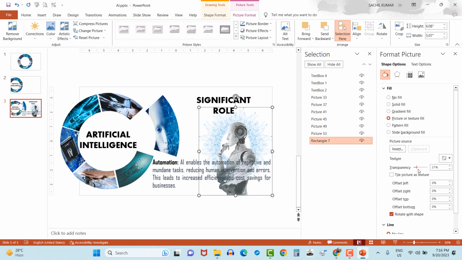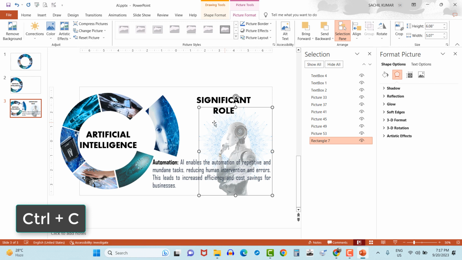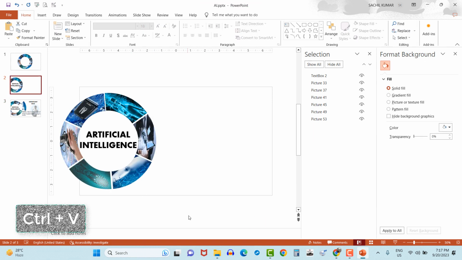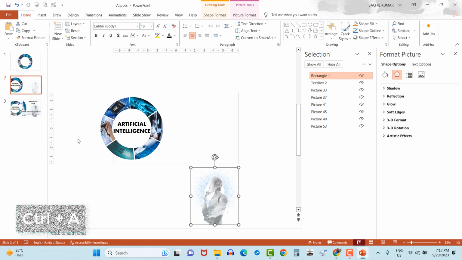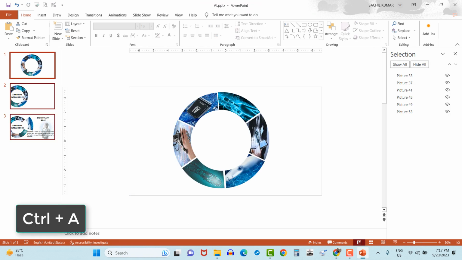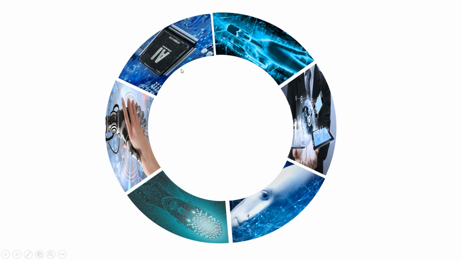Now scroll the transparency tool. Let's copy these visuals and paste them to slide number 2. And let's drag it downwards. Let's check the Morph transition for these 3 slides. Select all the slides and click on Morph transition under the transition option. Let's go to the slideshow and see how it looks.